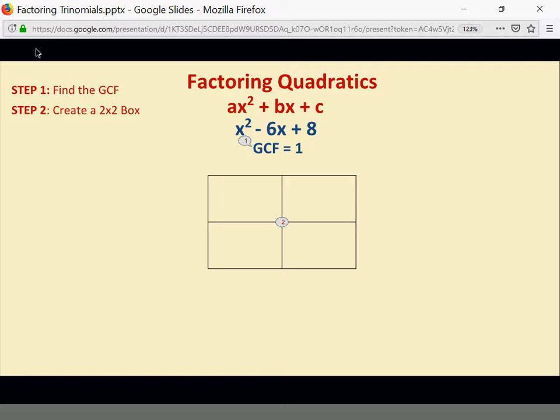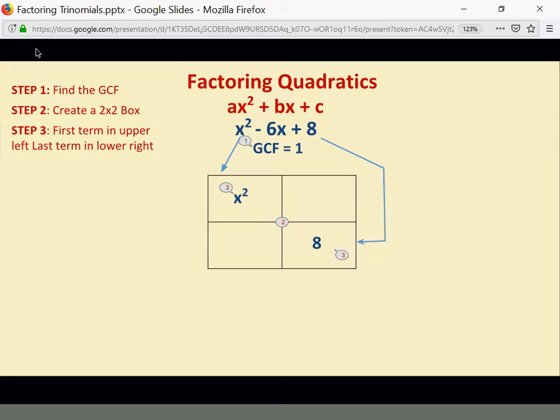Next, step 3. You're going to put the first term in the upper left corner, or the first monomial, excuse me. So in this case, x squared goes in the upper left box, and 8 goes in the lower right box. That's step 3. Now I'm going to give you a chance to write it. Again, I'm going very slow. If I'm going too fast, please let me know, and we'll stop.